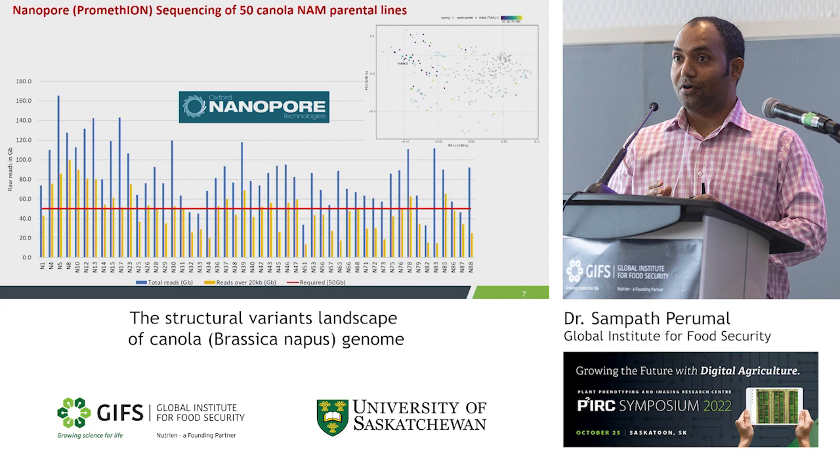We produced this data to at least a minimum of 50x coverage, not only for the purpose of structure variants, but also to develop reference quality genomes. That's why we want high coverage of the genome. And more than that, you can use the same data to call the methylome as well. So it's quite interesting how this long read sequencing can be exploited in that manner.